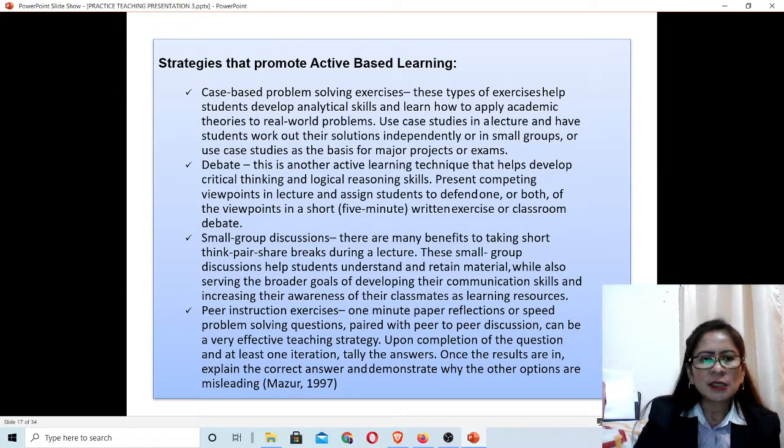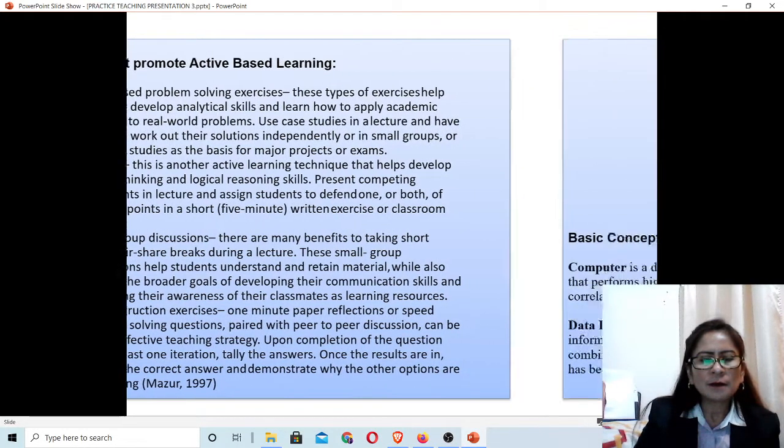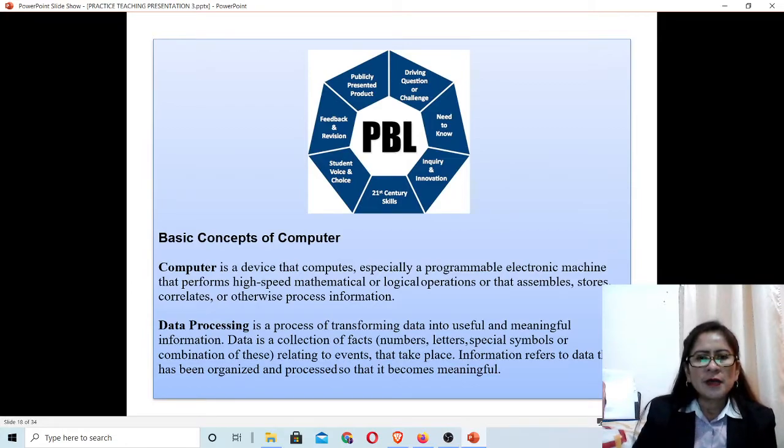This is the strategy that promotes active-based learning. PBL.